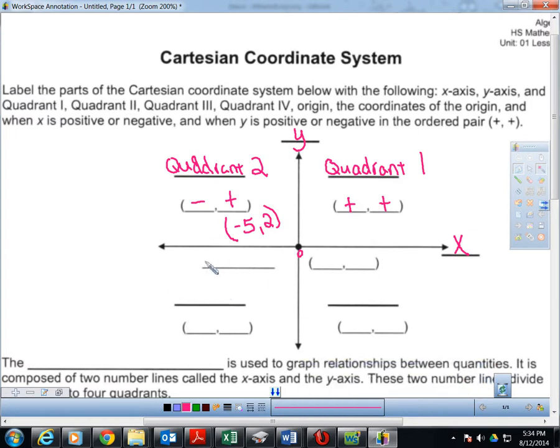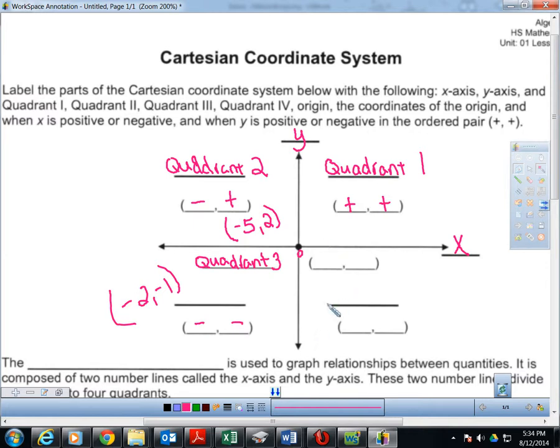And your next quadrant, still going in order, is going to be quadrant 3. And that's going to be negatives and negatives for your x's and your y's. Because all of our x's are below 0 and all of our y's are below 0. So an example of that is going to be, let's say, -2, -1.